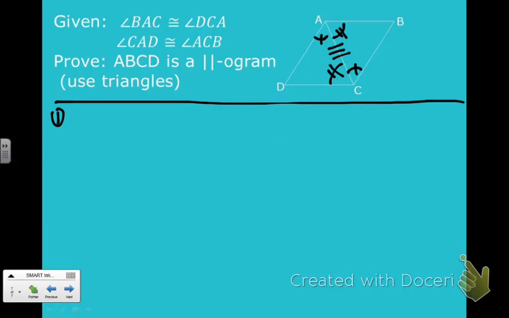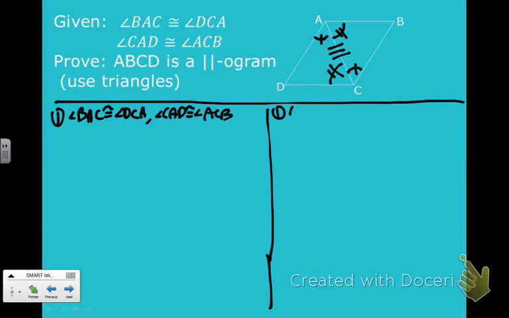So number one, same thing as before, angle BAC congruent to angle DCA, and angle CAD congruent to angle ACB. Right? And I'll give myself a little bit more room here. That's going to be one given. I just mentioned the reflexive, right? So let's go ahead and write that down too. We're going to say AC is reflexive to itself, CA, congruent.